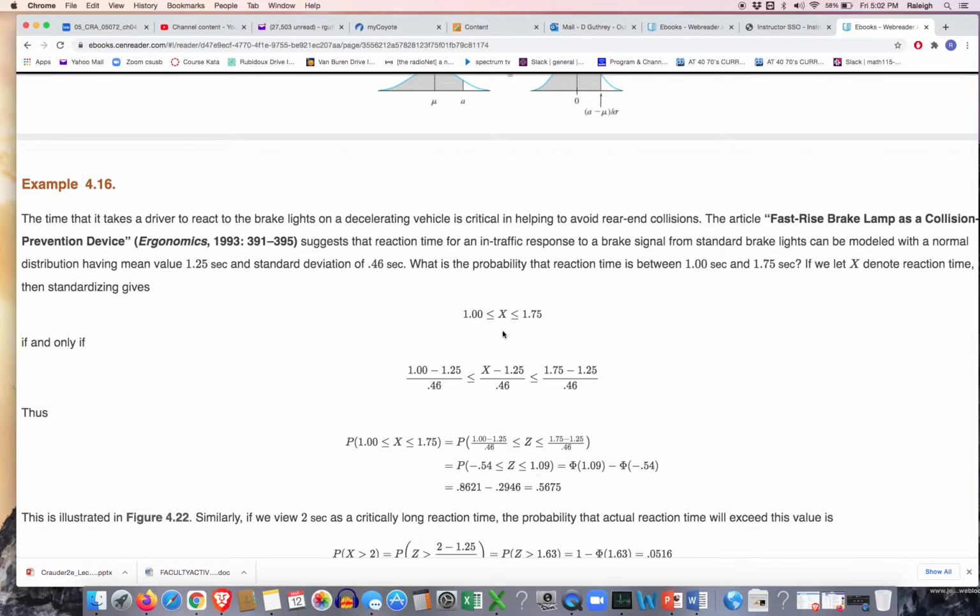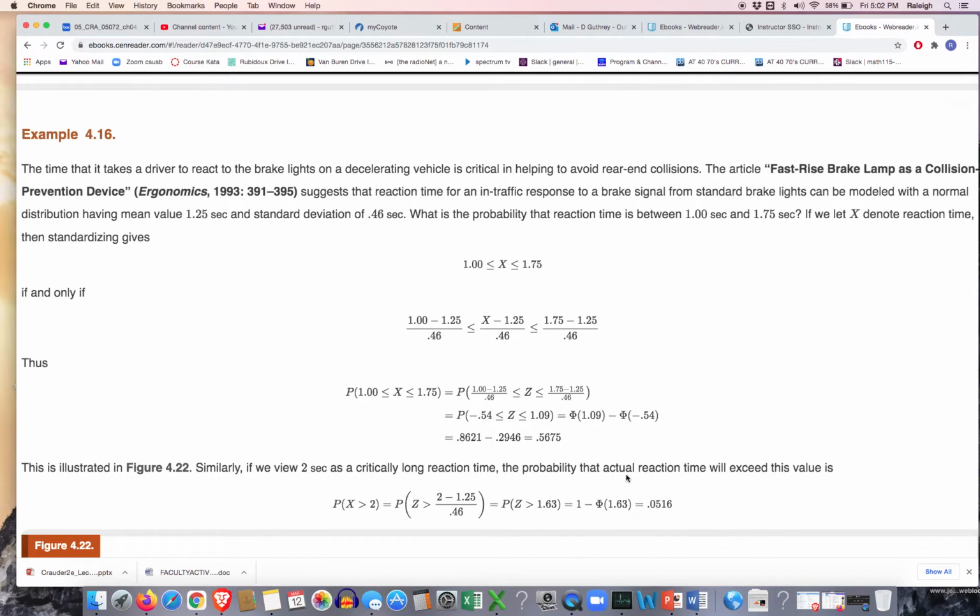You can either type in the raw data, such as min of 1, max of 1.75, along with the mean and standard deviation, so 1.25 and 0.46, or you could convert it, although that's basically unnecessary. You could get a little round-off error involved in this, and go from minus 0.54 to 1.09 with the mu of 0 and the standard deviation of 1. So you could type those 4 numbers in instead and get pretty much the same answer.